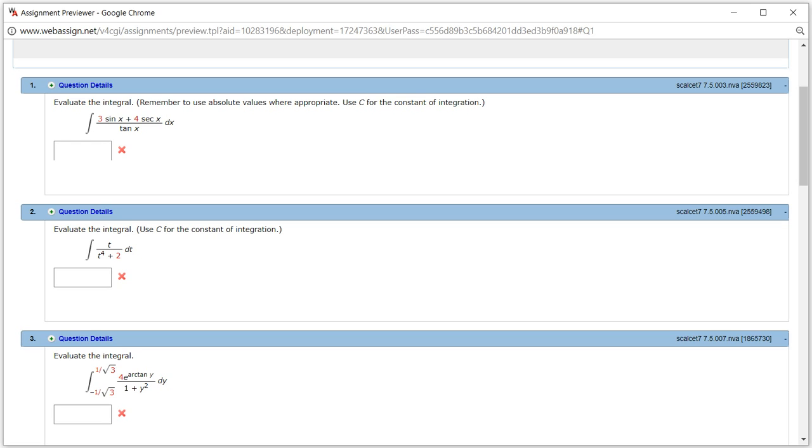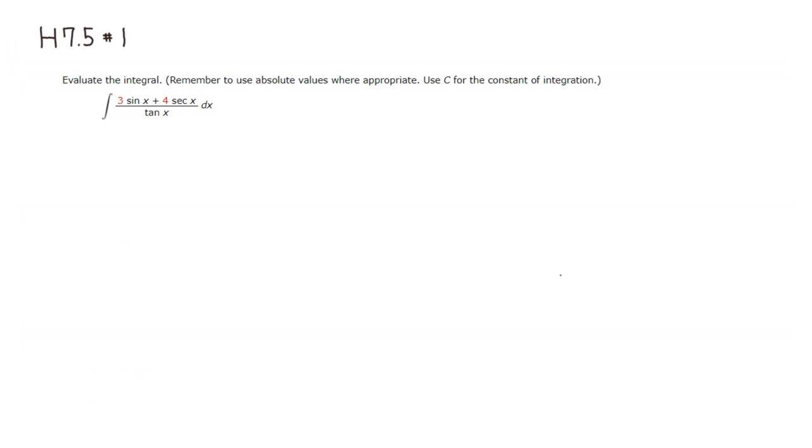Alright, let's look at homework 7.5, problem number 1. Let's evaluate this integral. The first thing I would do is separate it into two terms. Here I'm going to just pull 3 out.